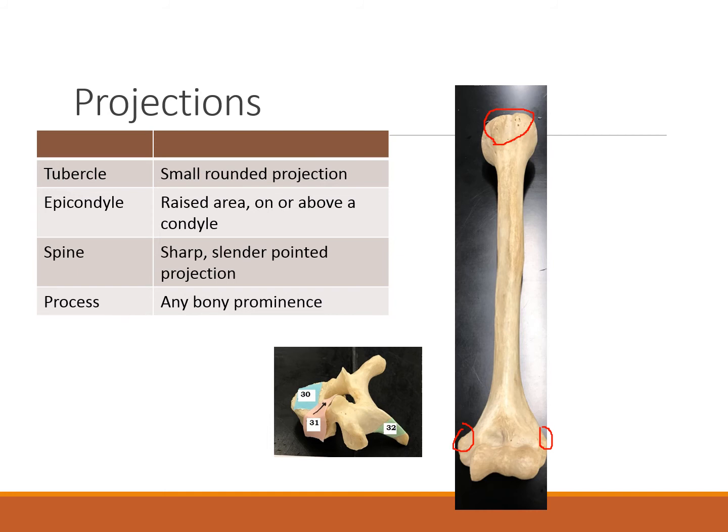Spines are sharp, slender projections. They are usually very pronounced and functionally serve as attachment points for muscles and ligaments. A great example of a spine would be this one. This is the spinous process of a thoracic vertebra. Generally speaking, anytime a part of a bone sticks out from the bone surface, it will be called a process.